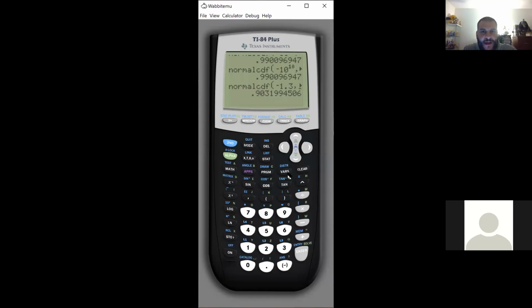So we go second, vars, and we do normal CDF. For this one, all I had to do was change the lower bound to 2.27. For my upper bound, we already wanted positive infinity, so we'll leave it at that. So we'll go here, paste. If you look at it, the mean and standard deviation are automatically 0 and 1. So the probability that Z is greater than 2.27 is less than 2%, 0.0116.